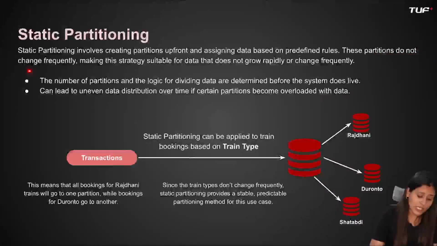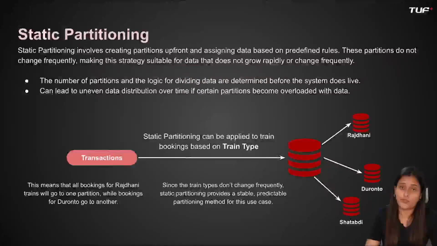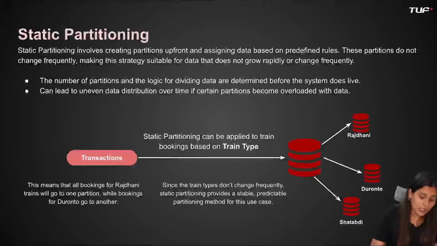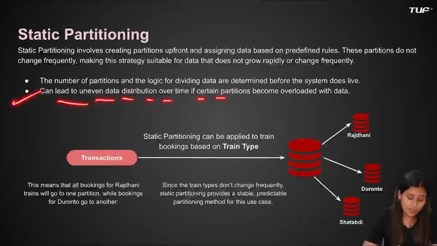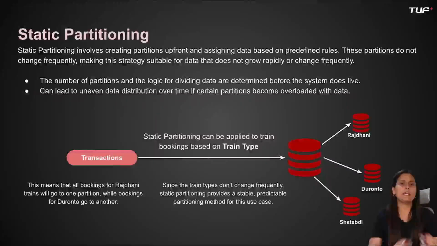These partitions do not change frequently, making this strategy suitable for data that does not grow rapidly or change frequently. So we apply static partitioning where the data schema does not change frequently, right? That is the only case where we can apply the fixed rule. The number of partitions and the logic for dividing data are determined before the system goes live. Because it is static, it can lead to uneven data distribution over time if certain partitions become overloaded with data. Why? Because the rule is fixed, right?